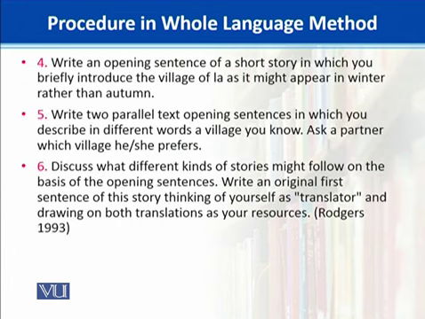A fourth possible activity can be where they can be asked to write an opening sentence of a short story in which they would briefly introduce the village of 1A as it might appear in winter rather than in autumn.